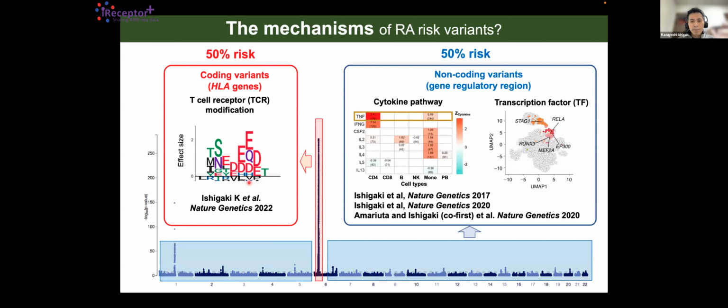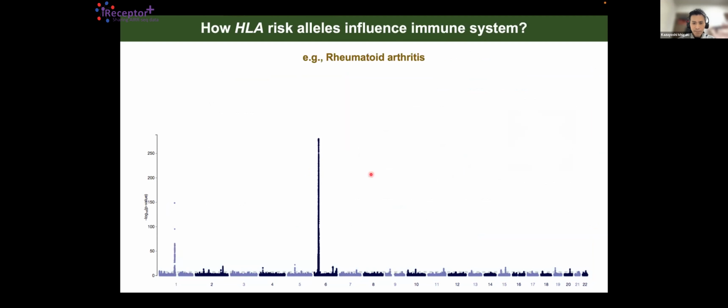The remaining 50% is explained by genome-wide non-coding variants, which affect the cytokine pathway through transcription factor binding, but this is not the main topic of this talk. So what is the mechanism of the HLA risk alleles in our genetic studies? This is the key question of my research, and a very important question to think about in order to answer it is where the specific position of the risk allele is.